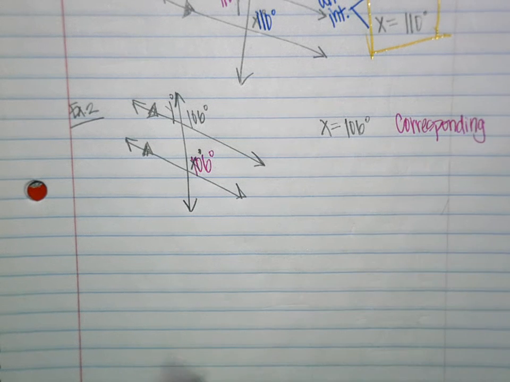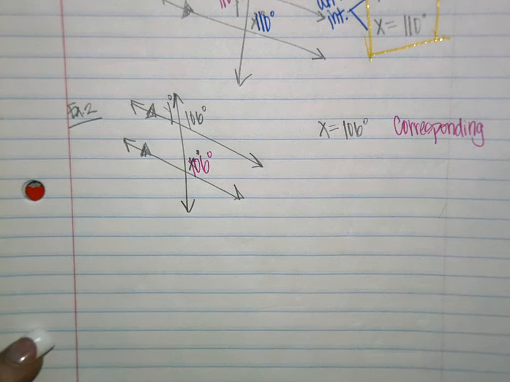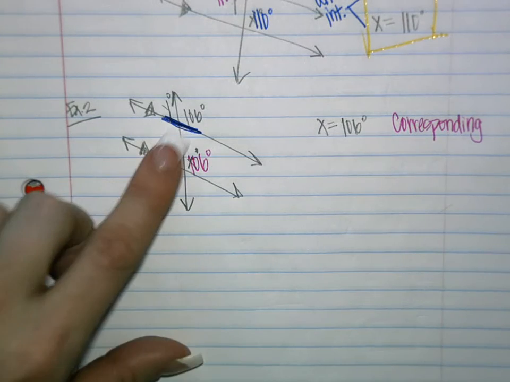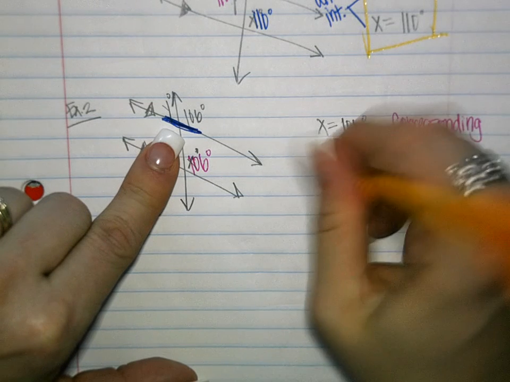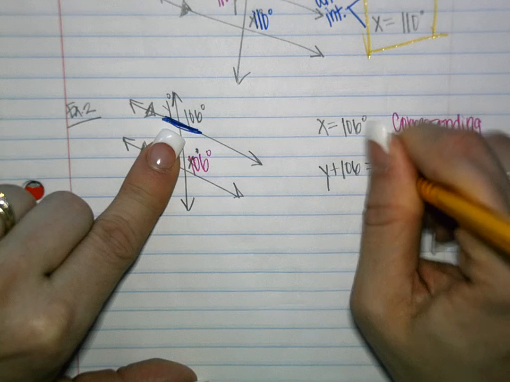Okay, how could we solve for y? Any ideas? Is it same side interior? No, not same side interior. They're not vertical. What kind of shape does that make right here? Oh, 180, a straight line. Supplementary. So y plus 106 are supplementary, right? They are equal to 180.